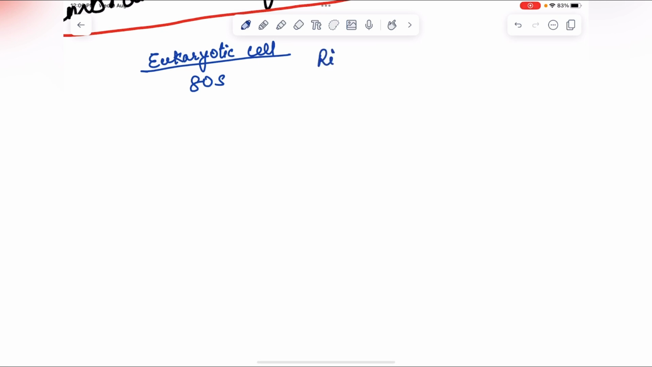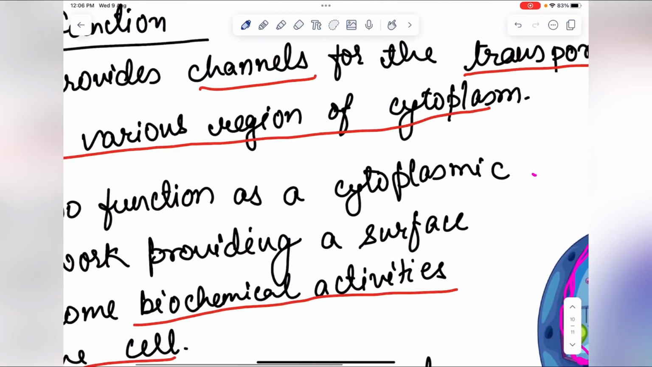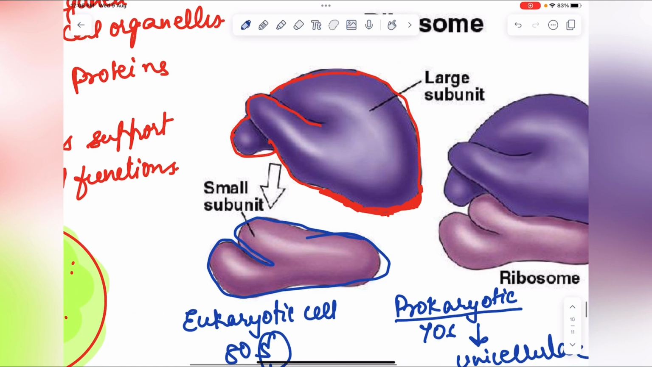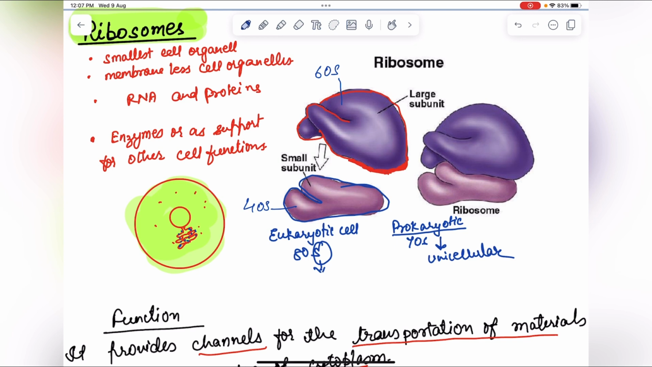Ribosomes are made up of two subunits, that is, the larger subunit is made up of 60S and the smaller subunit is made up of 40S. Why do 60S and 40S make 80S?